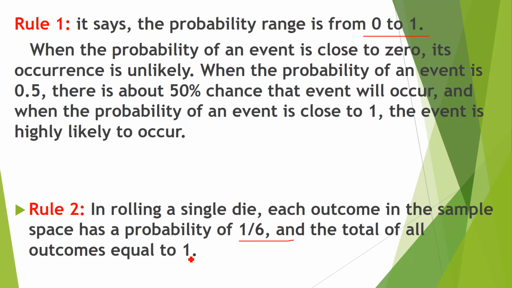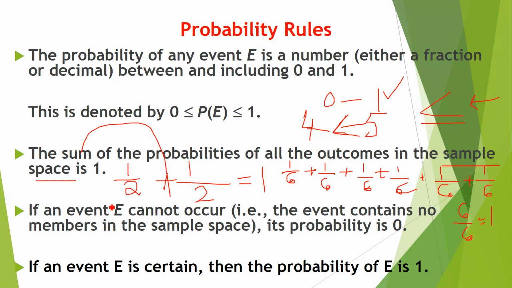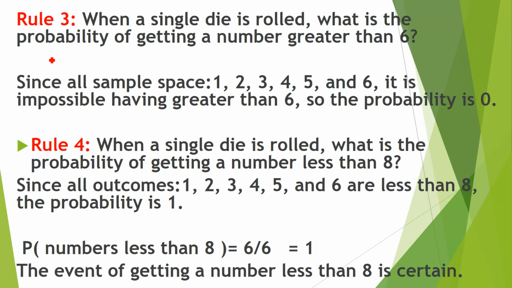Total of the outcomes equals 1. And what is rule number 3? If an event E cannot occur, probability is 0. If the event E is certain, probability is 1. So rule number 3, if the event doesn't occur, right? When a single die is rolled, what is the probability of getting a number greater than 6? There is no such number. In a die, we have only 6 numbers. We don't have a number greater than 6. So it means the probability is 0.